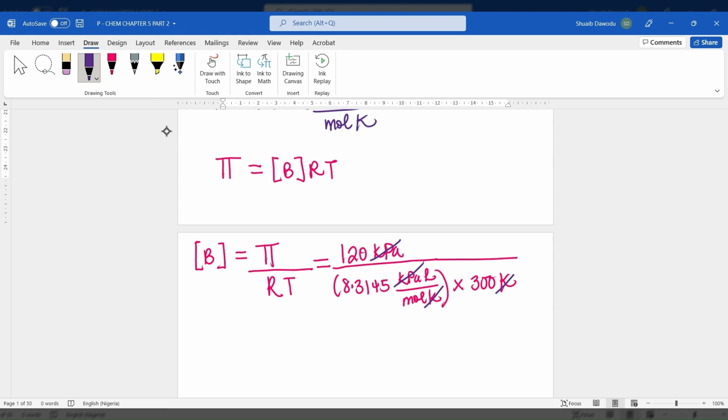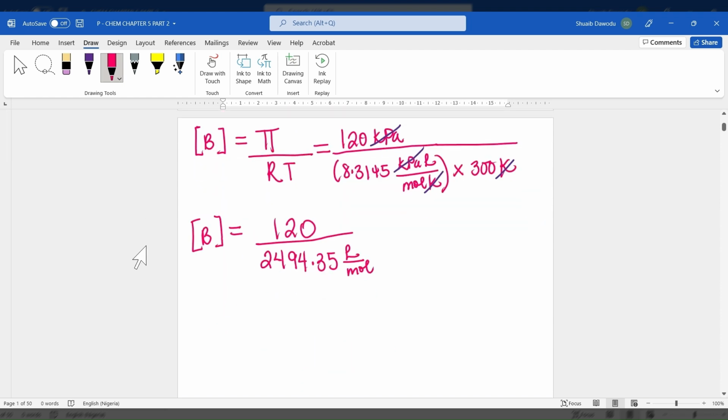What we end up with is that B, the molarity or concentration of B, is going to be 120, the numerator, divided by the product of the denominator. 8.3145 multiplied by 300 is 2,494.35 liter per mole. We can do the division for that, and you have 120 divided by 2494.35.